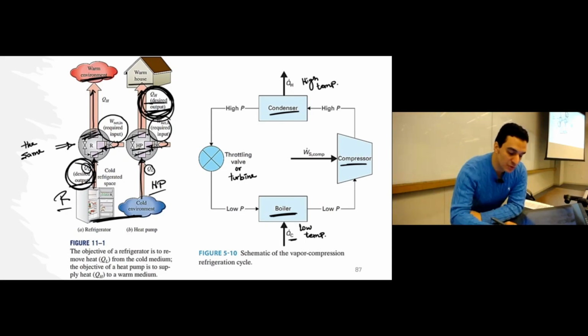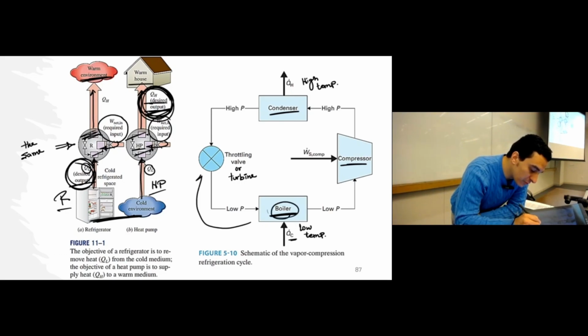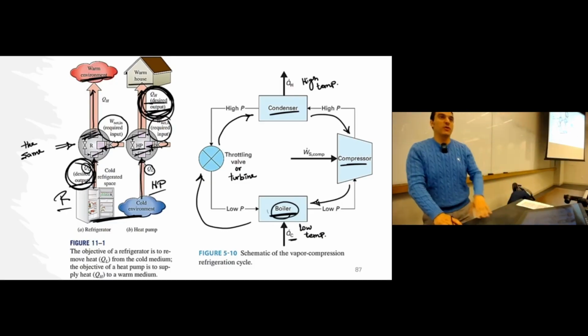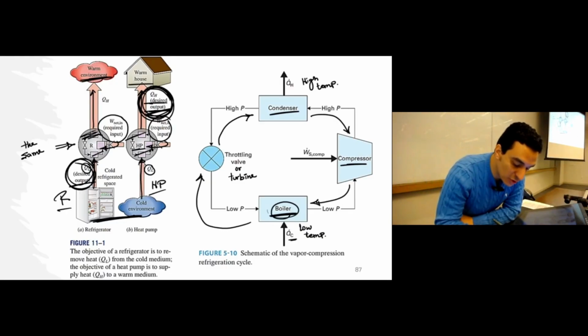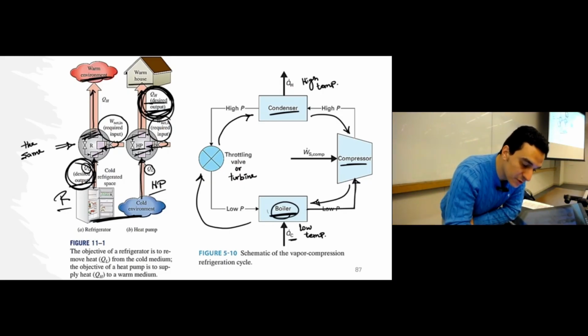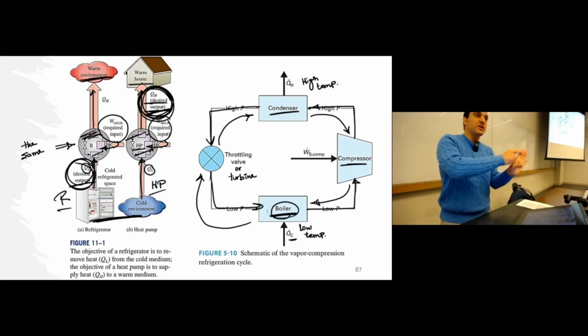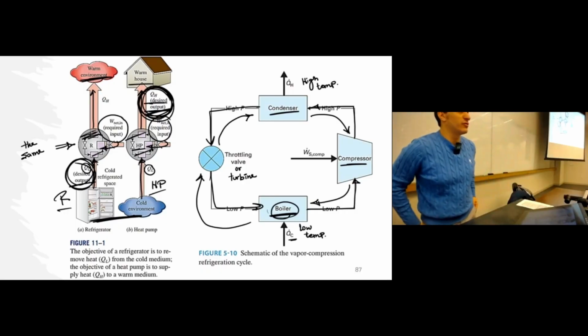If you remember also in power cycles, the outlet from the boiler was going to the turbine, the outlet of the turbine went to the condenser, then to the compressor, and the compressor went to the boiler. This was the direction of the power cycle. But here, the direction is almost reversed. The boiler outlet goes to the compressor, then to the condenser, then to the turbine or the valve, then returns back. So the direction of the working fluid is also reversed.